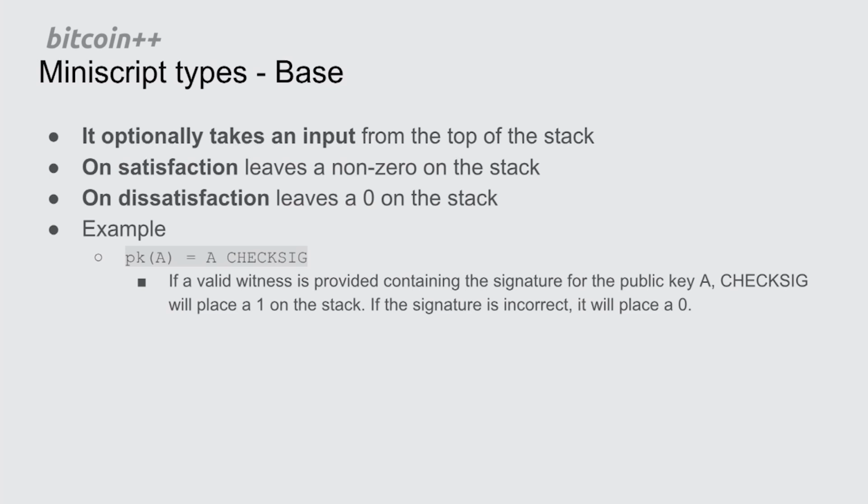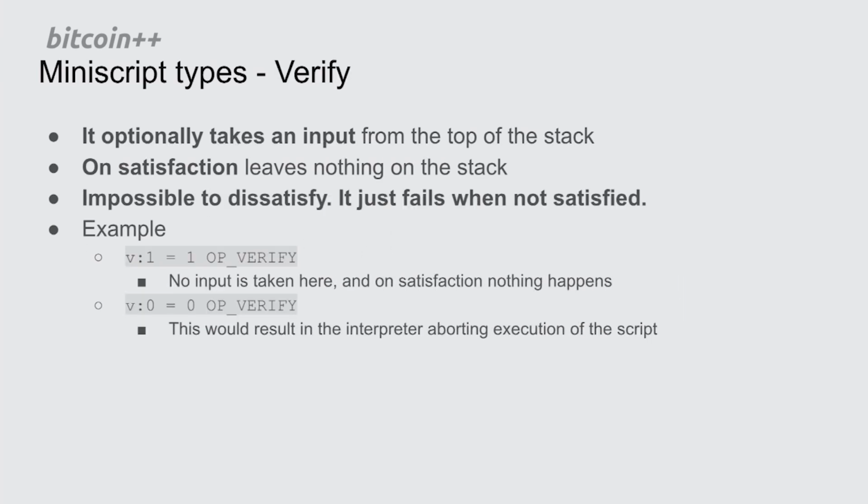So the type verify optionally takes an input from the top of the stack. On satisfaction, it leaves nothing on the stack. And it's impossible to dissatisfy. It just fails when it's not satisfied. So an example of this is auth verify. If you actually couldn't put this into... did I? Nope. All right. Again, sorry. It's two different slides.